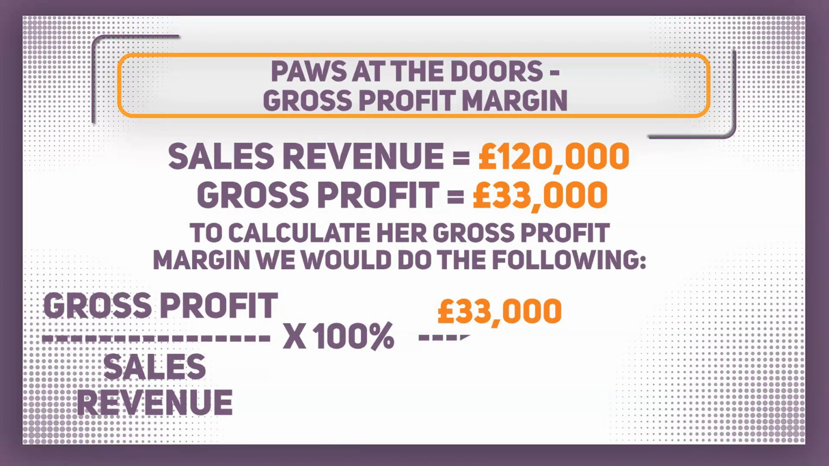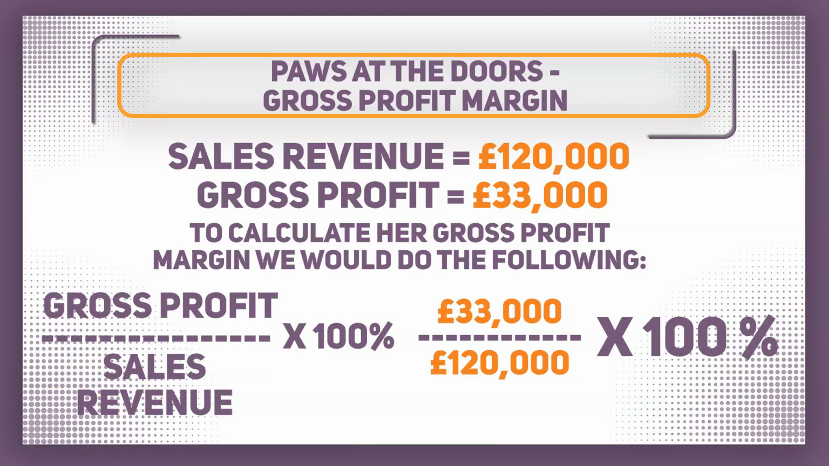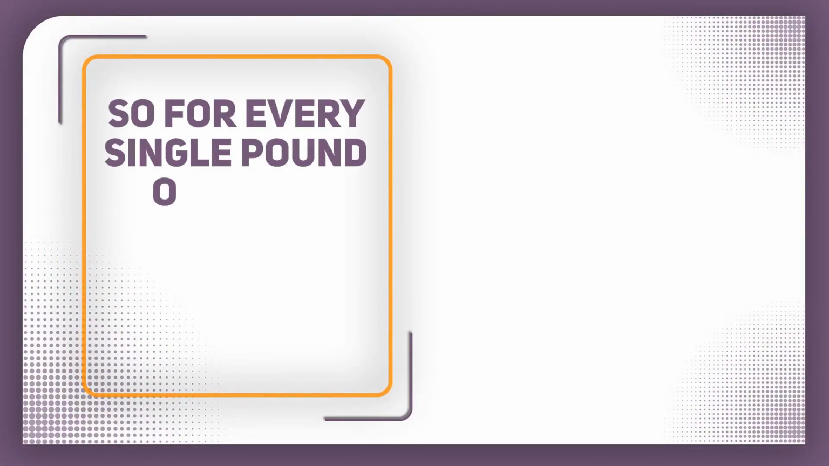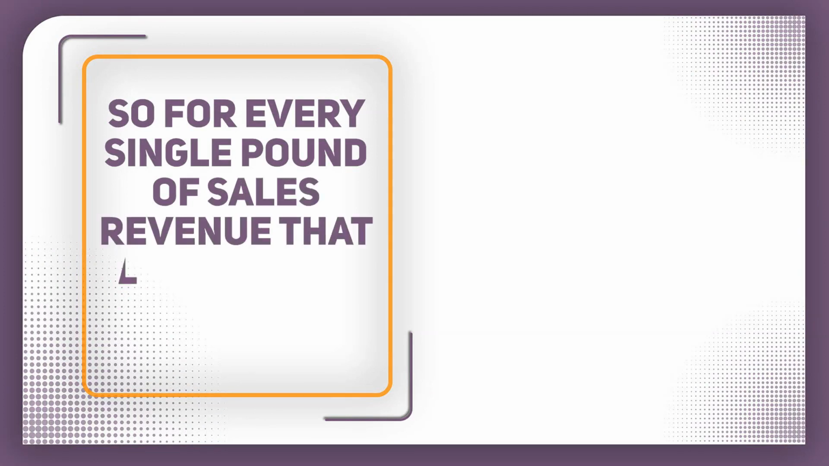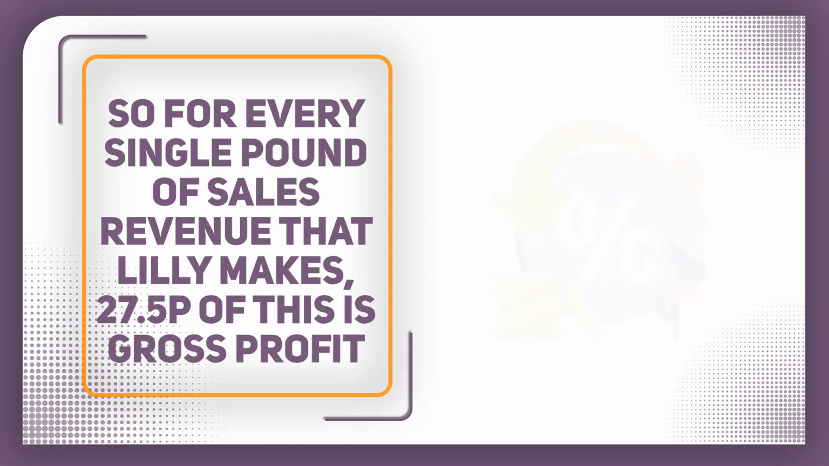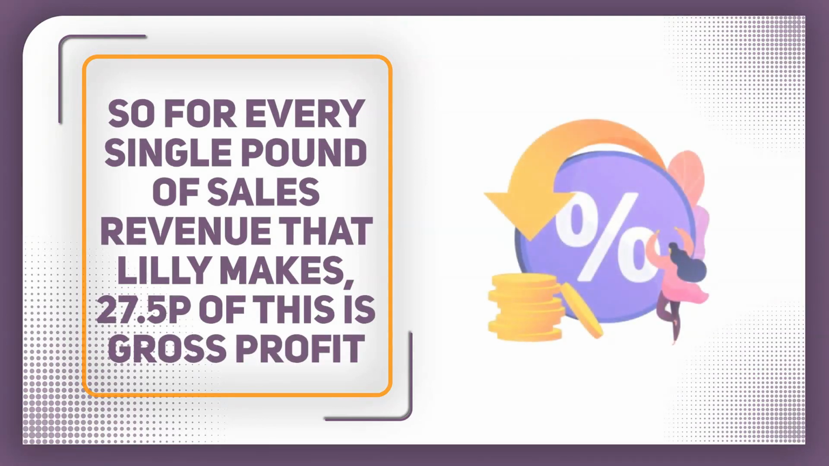£33,000 is Lily's gross profit. This needs to be divided by the sales revenue, which is £120,000, and then multiplied by 100. And this gives Lily a gross profit margin of 27.5%. So for every single pound of sales revenue that Lily makes walking the dogs, 27.5 pence of this is gross profit.